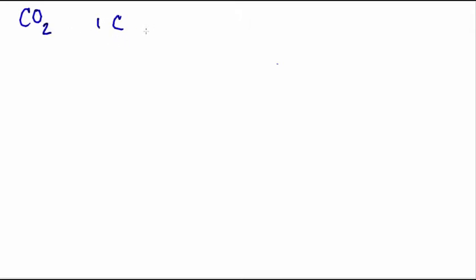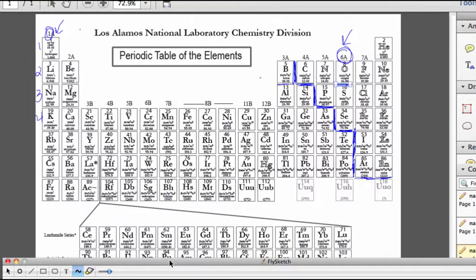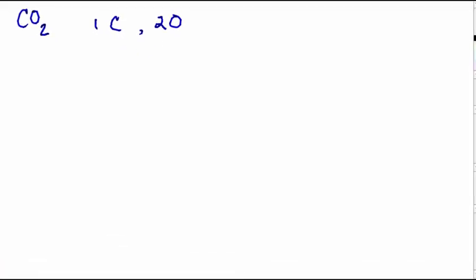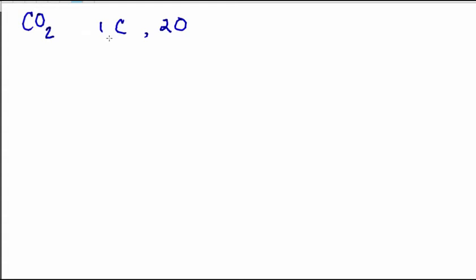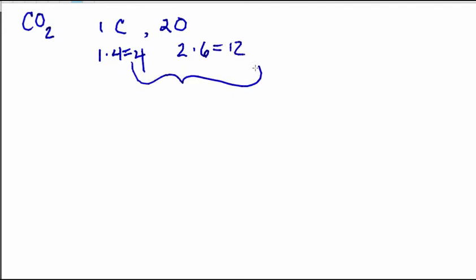1 carbon, 2 oxygen, and if I were to go look at my periodic table and find carbon, it has 4 electrons. Oxygen still has 6. So my carbon has 1 times the 4 electrons equals 4. And the oxygen has 2 times the 6 electrons, which equals 12. We add those 2 together. I have 16 electrons available. And that is my step number 1.